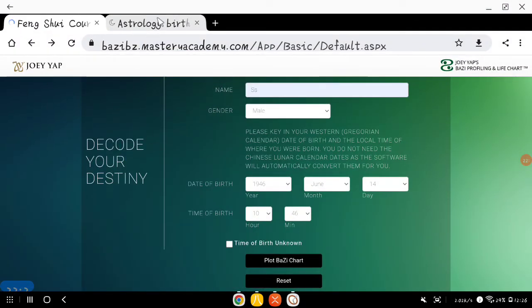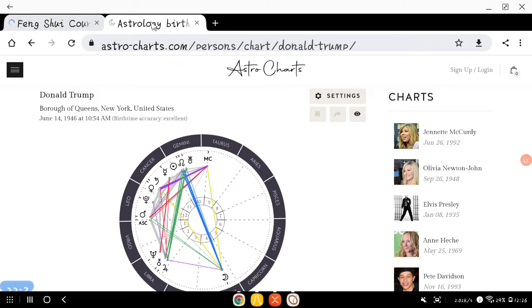Okay, so here we're gonna check one famous person, like the ex-president of the United States, Donald Trump. We're gonna see how we plot the chart here. So we need to find his birthday: 1946, June 14th, at 10:54 a.m.